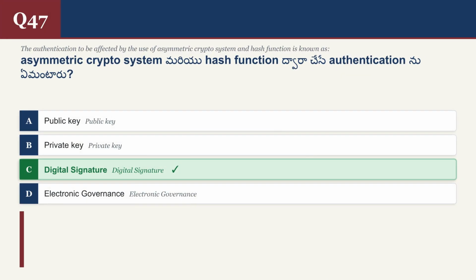The authentication using an asymmetric crypto system and hash function to authenticate an electronic record, according to the IT Act of 2000, is known as a digital signature.